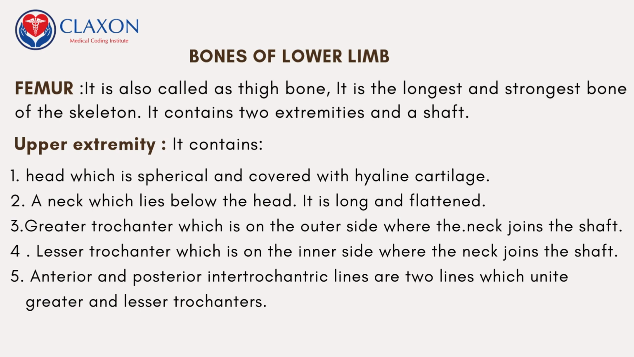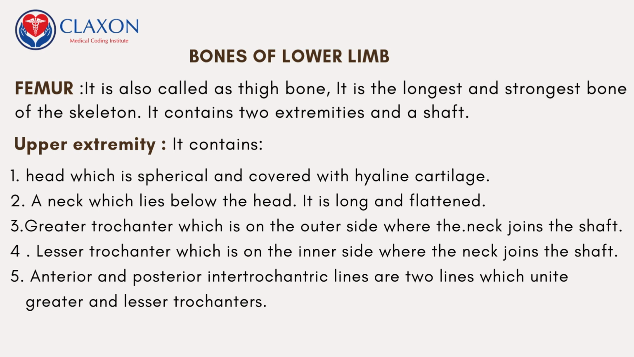Bones of lower limb. Femur, also called the thigh bone, is the longest and strongest bone of the skeleton. It contains 2 extremities and a shaft. Upper extremity contains: 1. Head, which is spherical and covered with hyaline cartilage. 2. A neck, which lies below the head. It is long and flattened.